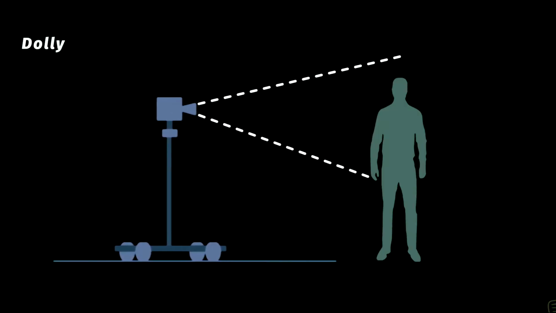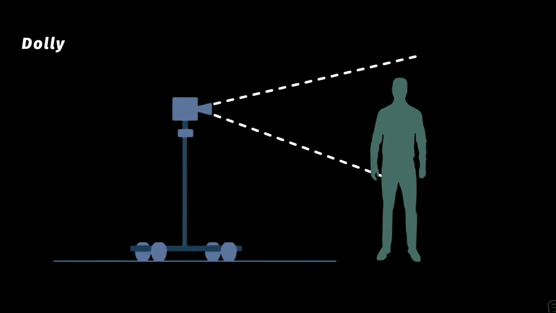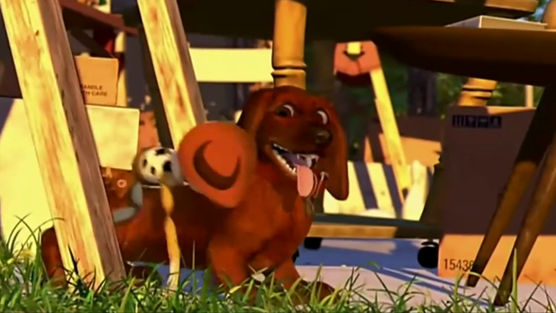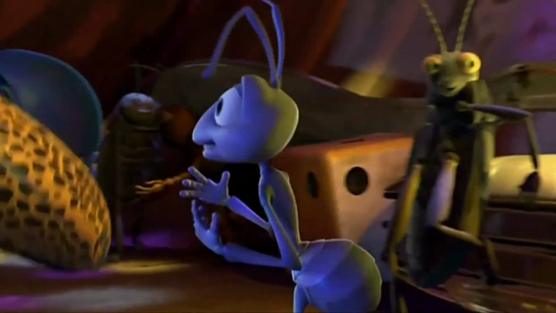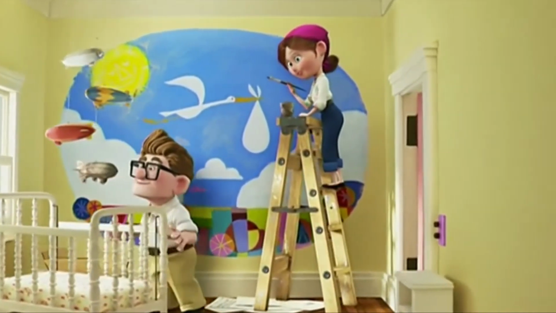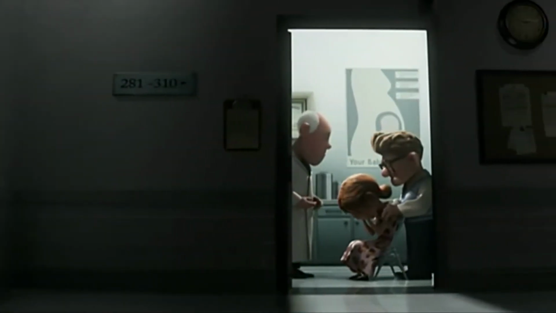If dollying moves the camera forwards and backwards, trucking shots move the camera from side to side instead of in and out. It can follow a character, move us from one location to another, or draw our attention from one object to another.